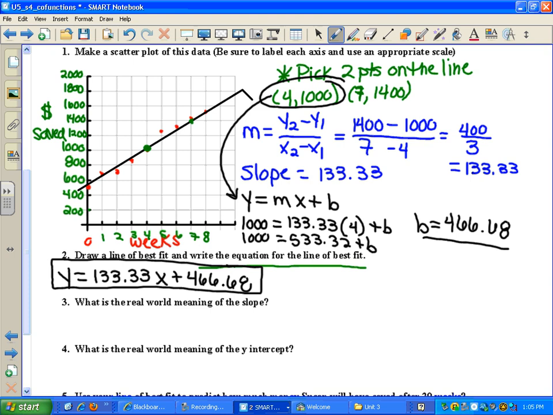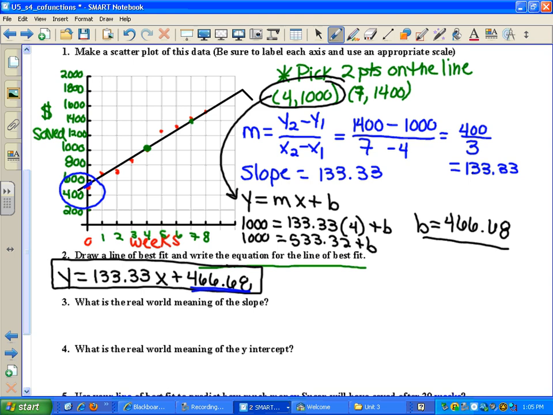Let's look at our graph. I said that the y-intercept was 466.68. If I look at my graph, does this y-intercept right here look about 466.68? I would say we're fairly close to that. We're in the ballpark. So that makes sense. You always want to check to make sure that your y-intercept actually makes sense to the line that you graphed.